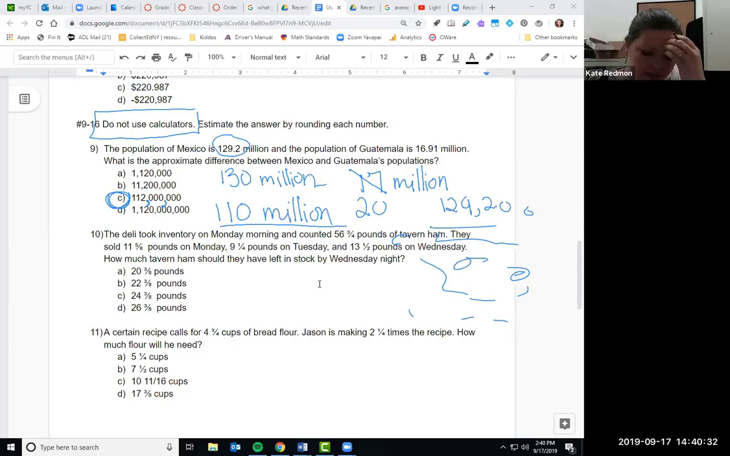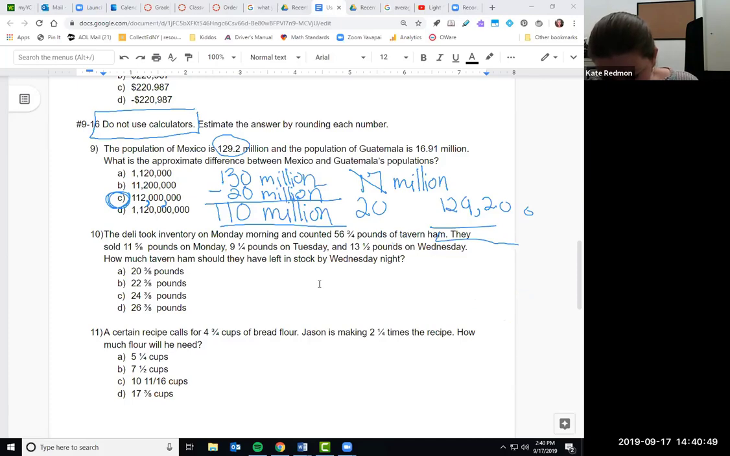So 130 million, take away 20 million would be 110 million. I use numbers that I could do really quickly in my head. So then let's look at number 2. This is one where you might appreciate the rounding more because you're like, Kate, I don't have any problem adding and subtracting decimals. No, but just about every student I've ever met has problems adding and subtracting fractions.